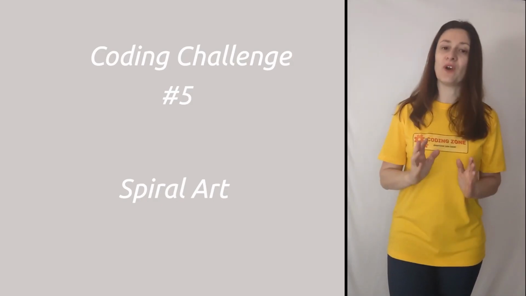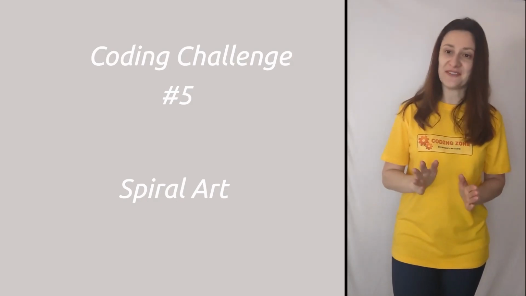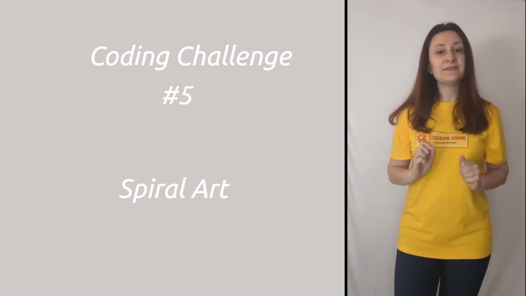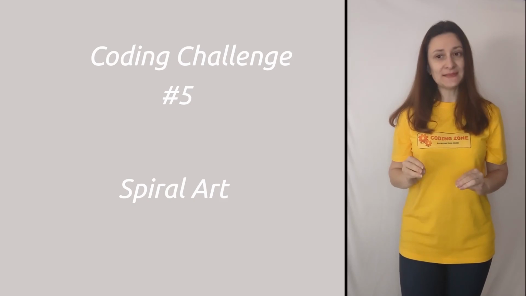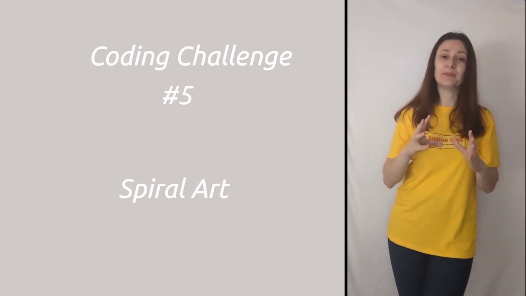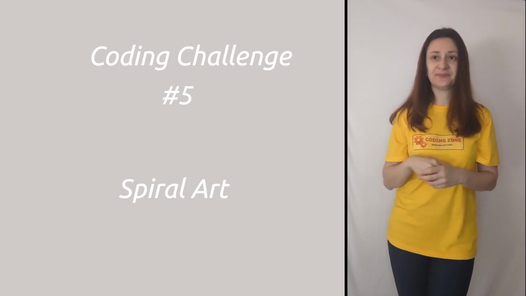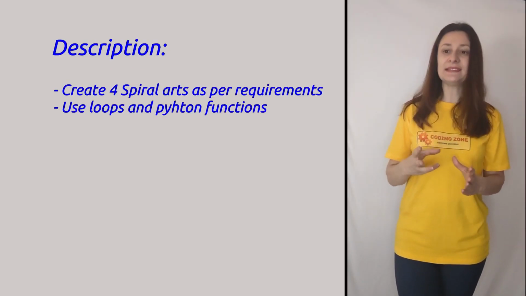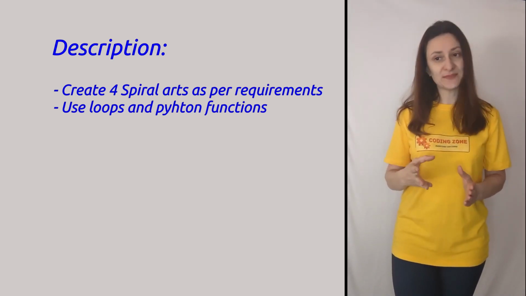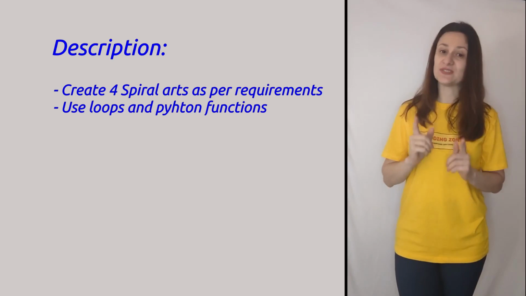Now is the time for the coding challenge number 5. For this coding challenge, I will use a slightly different point allocation system. It will give you more flexibility and you can complete the parts you can. Your task will be to create a spiral art using Python functions and loops. And here is how we are going to structure it.